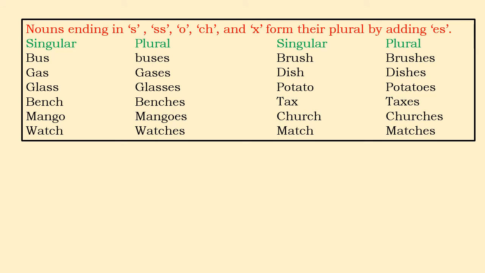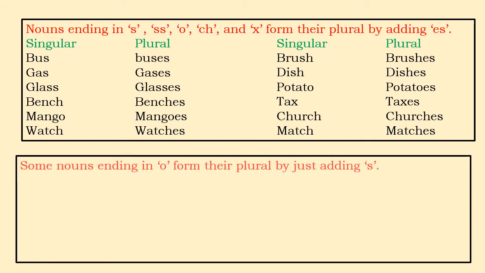So children, as I told you in the previous slide, the words ending with o are also added with es to form the plural nouns. But here is one exception. What is that? Some nouns ending in o form their plural by just adding s. As I have already told you, we add es with the singular nouns to put them into the plural. But in a few cases we do not write es. We simply add s. So what are those examples?